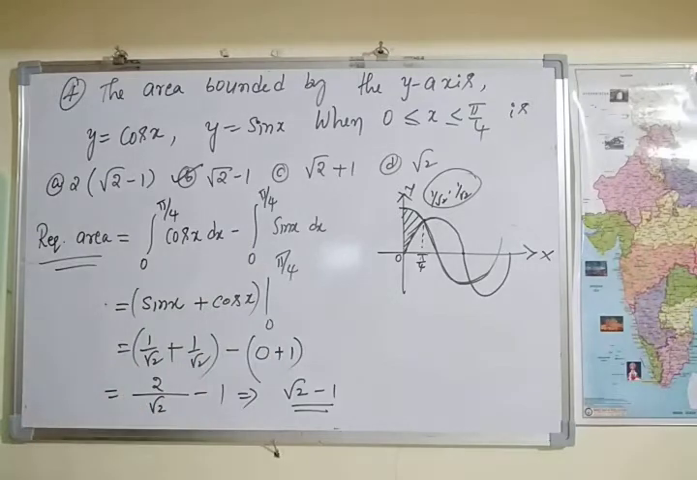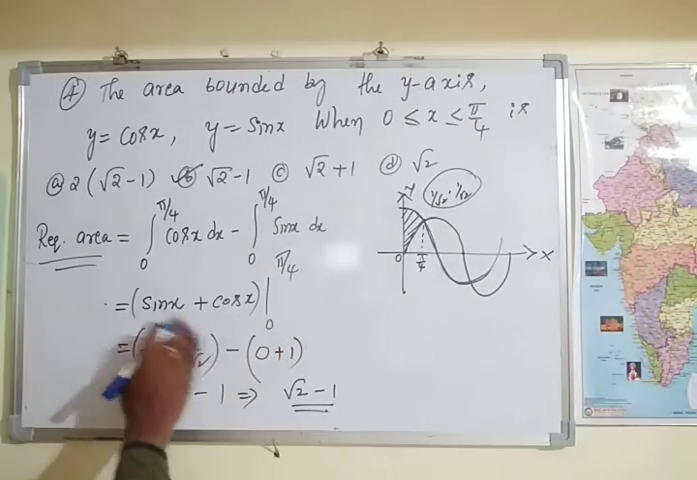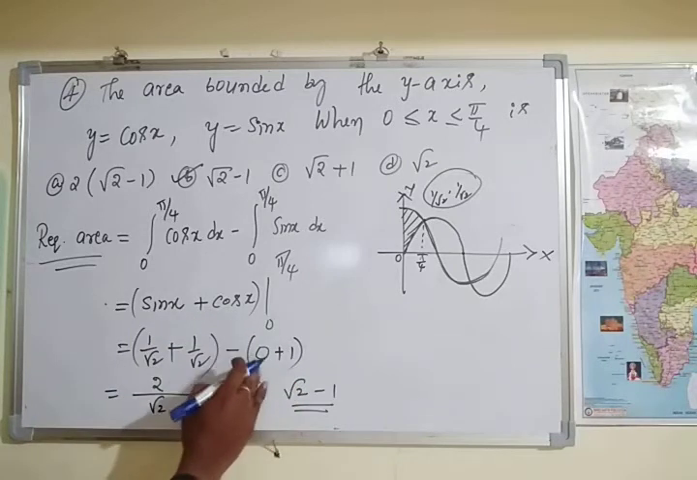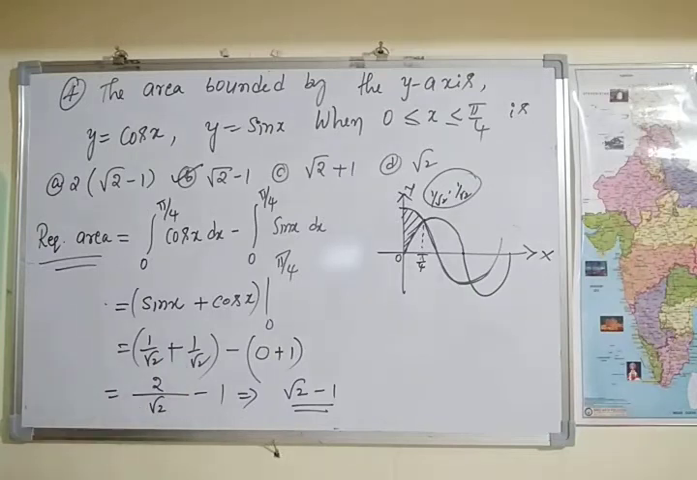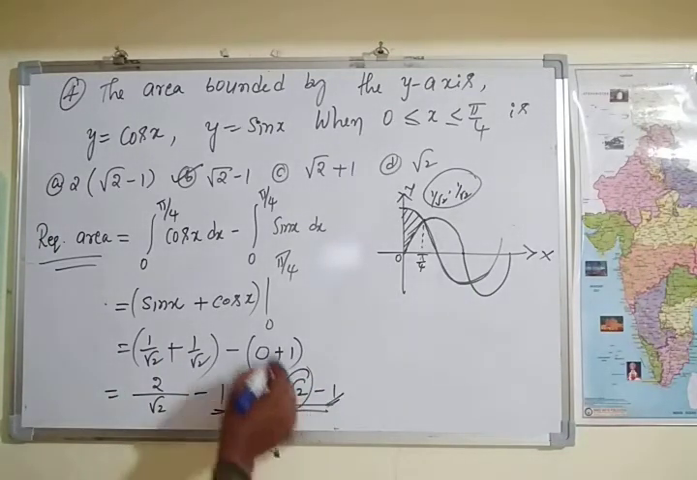Apply limits, we get 1 by root 2 plus 1 by root 2, which is 2 divided by root 2. Sin of 0 is 0, cos of 0 is 1, 0 plus 1 is 1. Here we have the negative sign, minus 1. 2 can be written as root 2 into root 2, root 2 gets cancelled. We get root 2 minus 1.